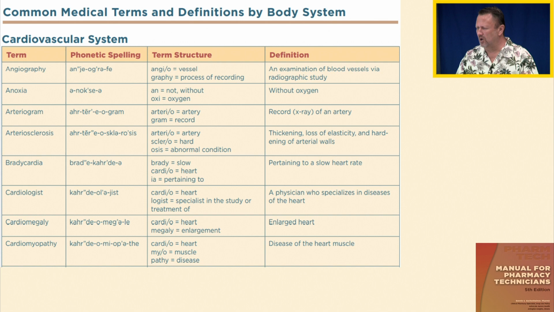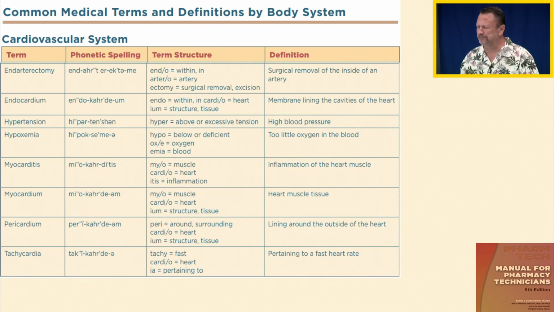Brady, slow, cardia, heart. Bradycardia is slow heart rate. A cardiologist is a physician who specializes in diseases of the heart. Cardiomegaly means enlarged heart. We'll see that with hypertension. Somebody has high blood pressure that's uncontrolled. They'll have cardiomegaly, and if we don't take care of that, they'll have cardiomyopathy, a disease of the heart muscle.